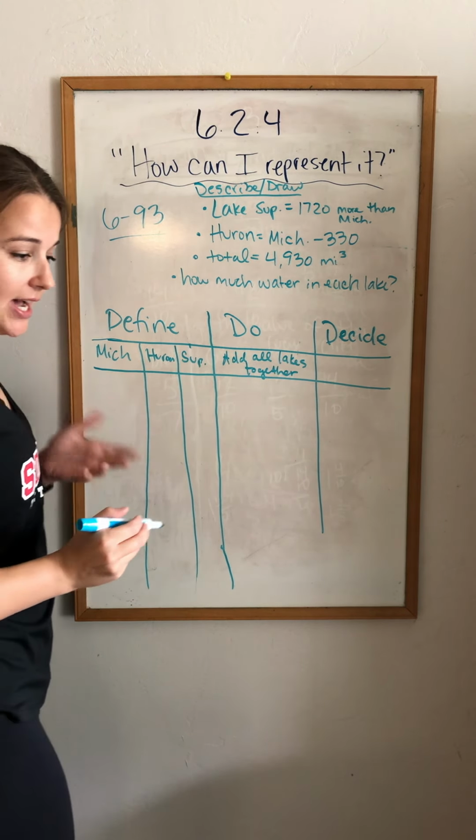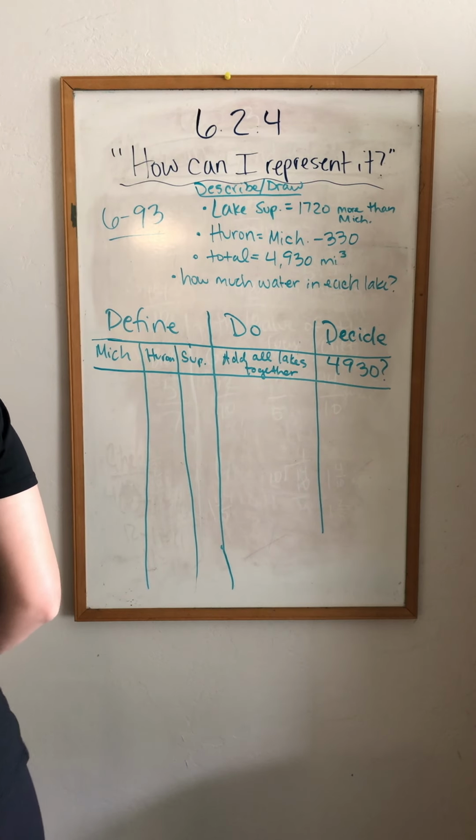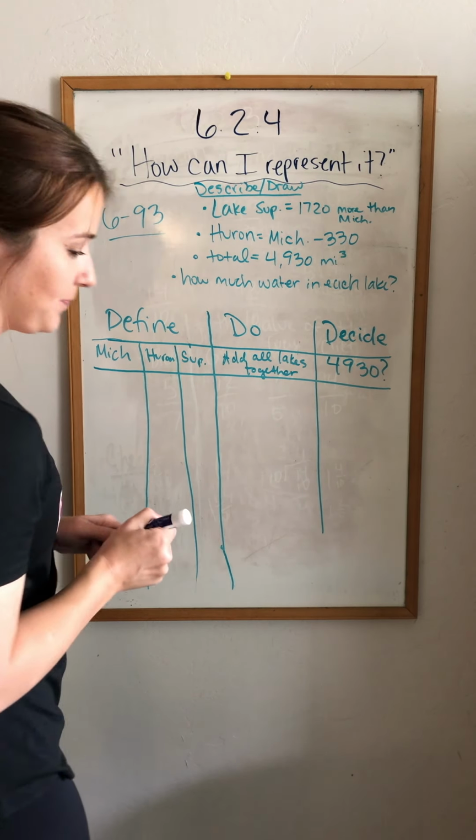And then our decide was, is it 4,930 altogether? And now that's going to be the start of our chart. I'm going to do my trials in a different color. Yeah, let's do that. Okay.